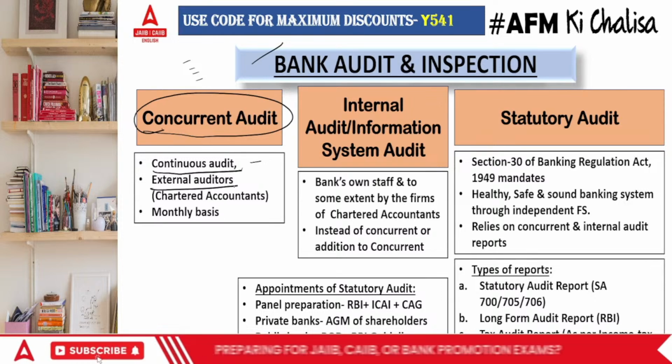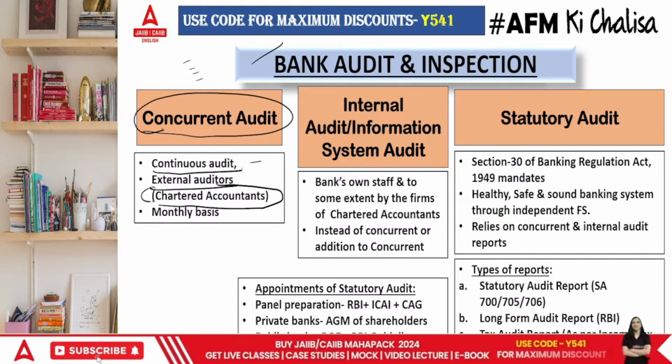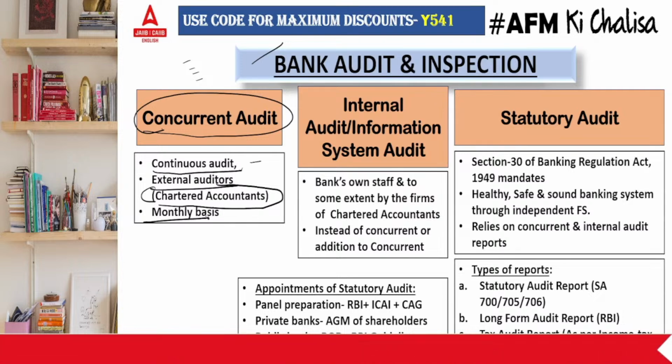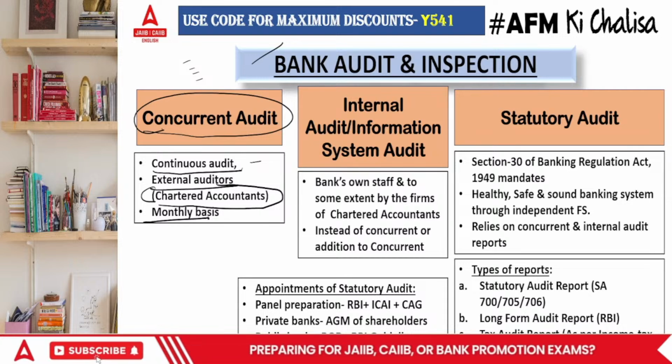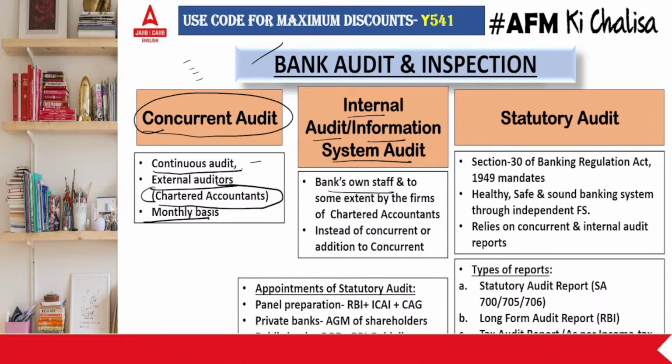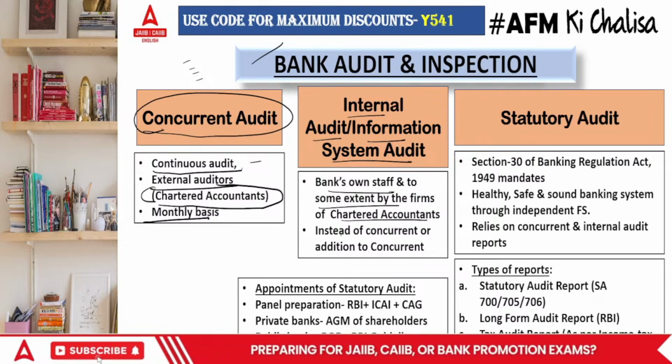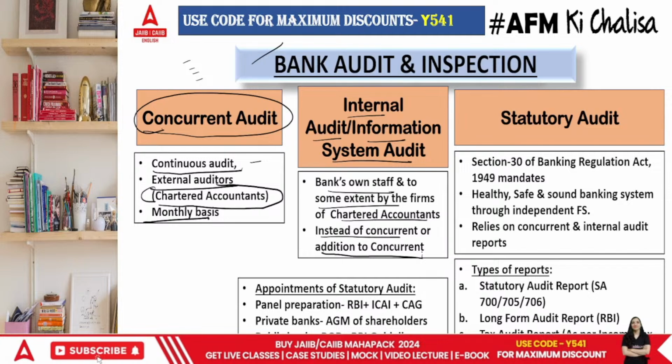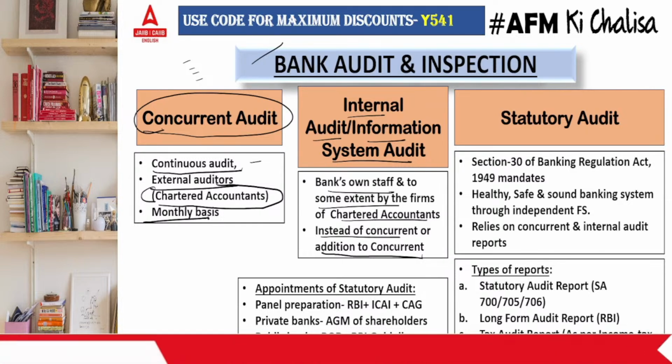External people will come. Those are called ICE. They are the members of ICAI. The chartered accountants do it, and it's on a monthly basis. You sometimes prepare your own people to check the errors first before the outsiders come and check. That is your internal audit or information system audit. Your own staff does this, and in addition to concurrent, you literally ask these people to check so that there is no error before the actual auditor comes.